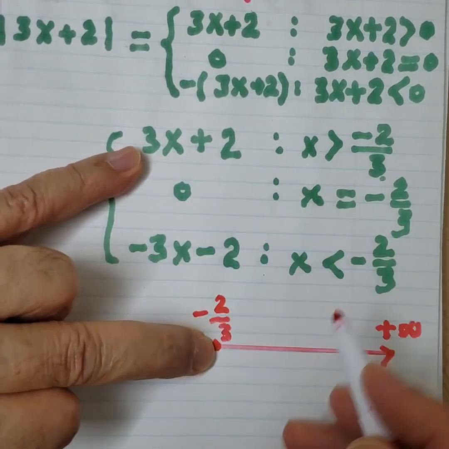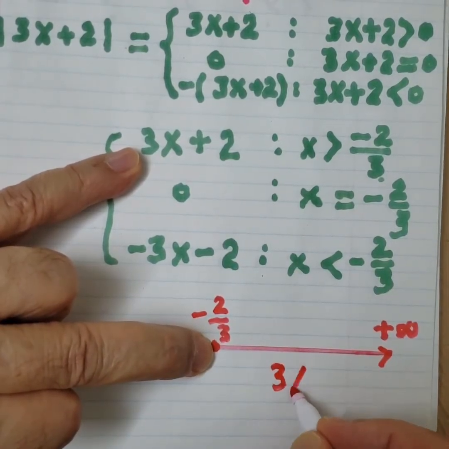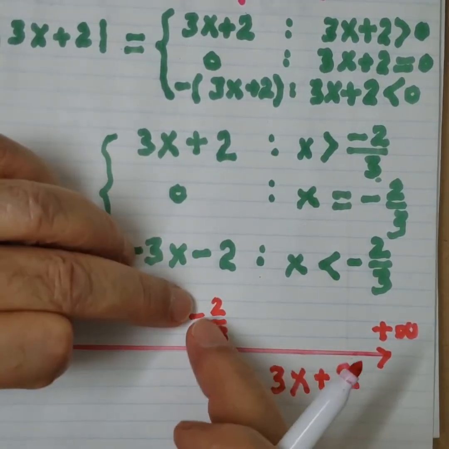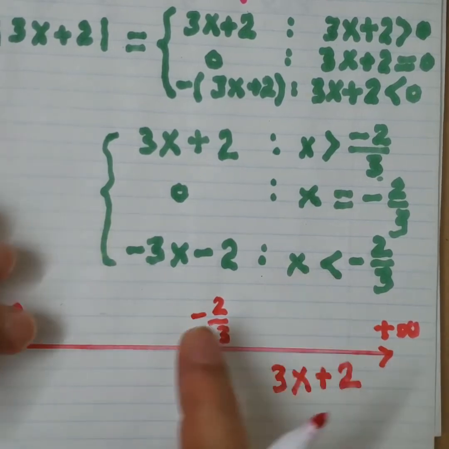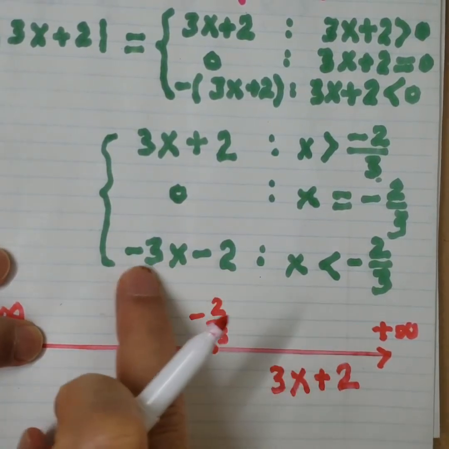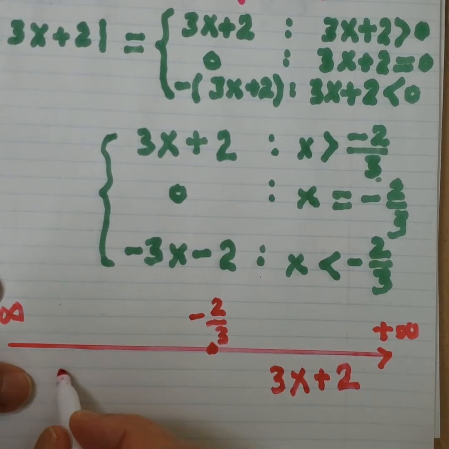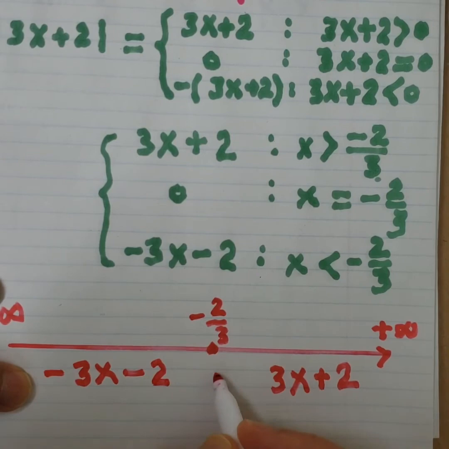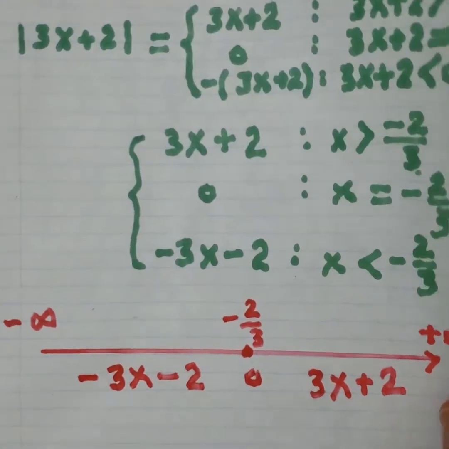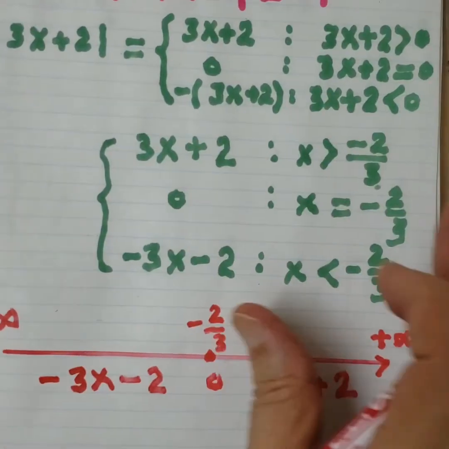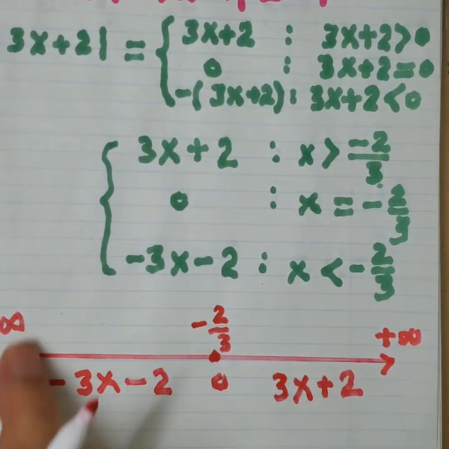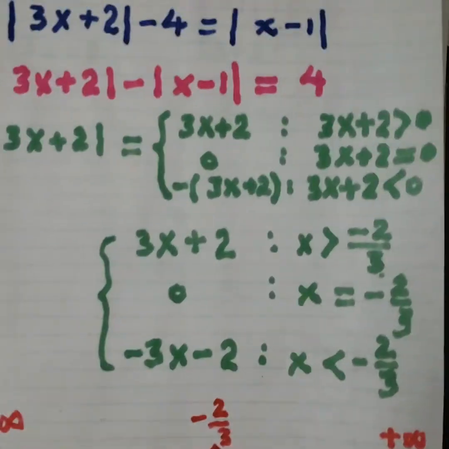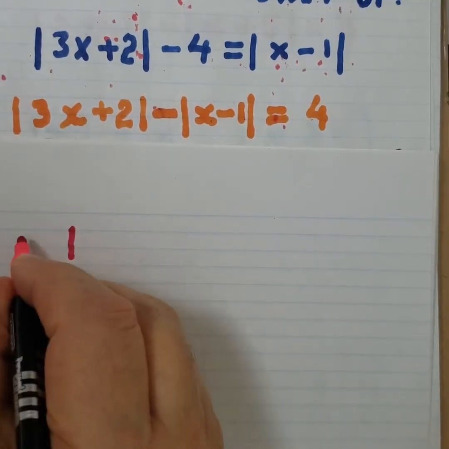So its shape will be 3x plus 2. And when it's less than this interval, according to this shape, it is minus 3x minus 2. And here is 0. This is the same meaning of what we did here algebraically. I just explained it on the real number line. I will do the same with the other absolute value, x minus 1.